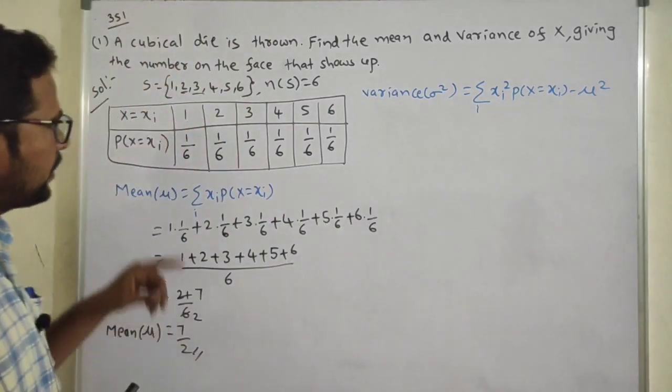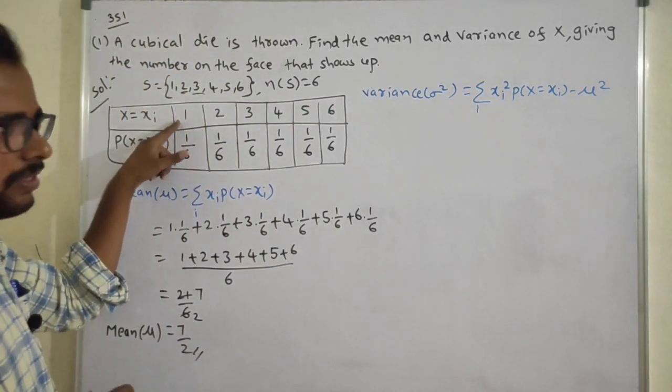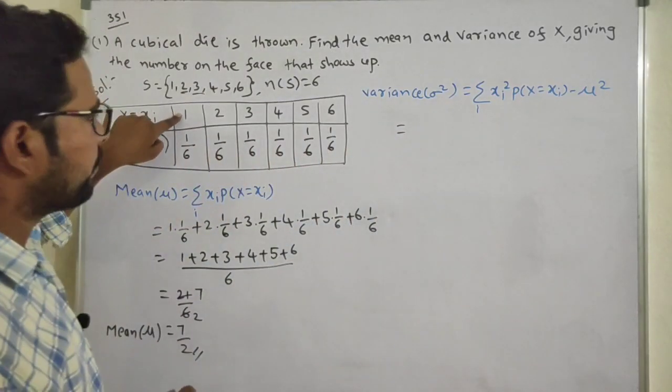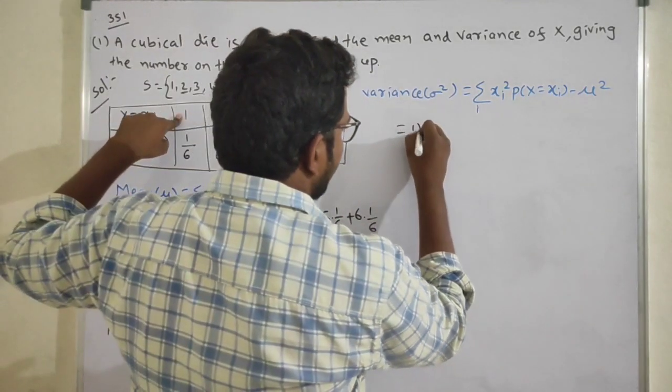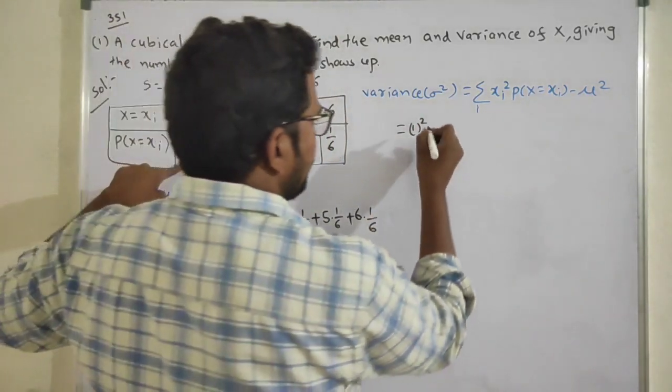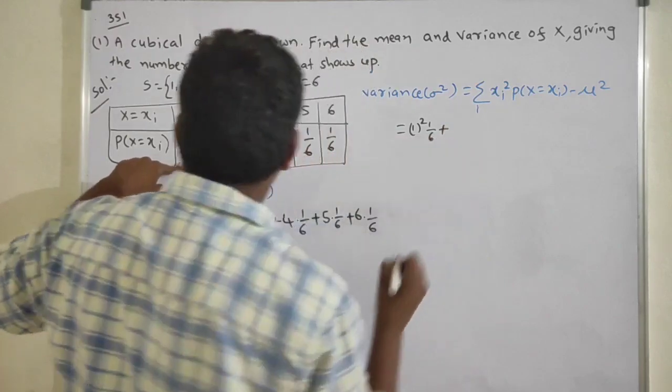స్క్వేర్ ఆఫ్ ద అవుట్కమ్ ఇక్కడ 1 ఉంది కదా, అంటే 1 స్క్వేర్ తీసుకోవాలి. సో వేరియన్స్ is equals to, first what is the first outcome? 1. So take 1 square into probability of 1. Probability of 1 is 1 by 6 plus second outcome 2.